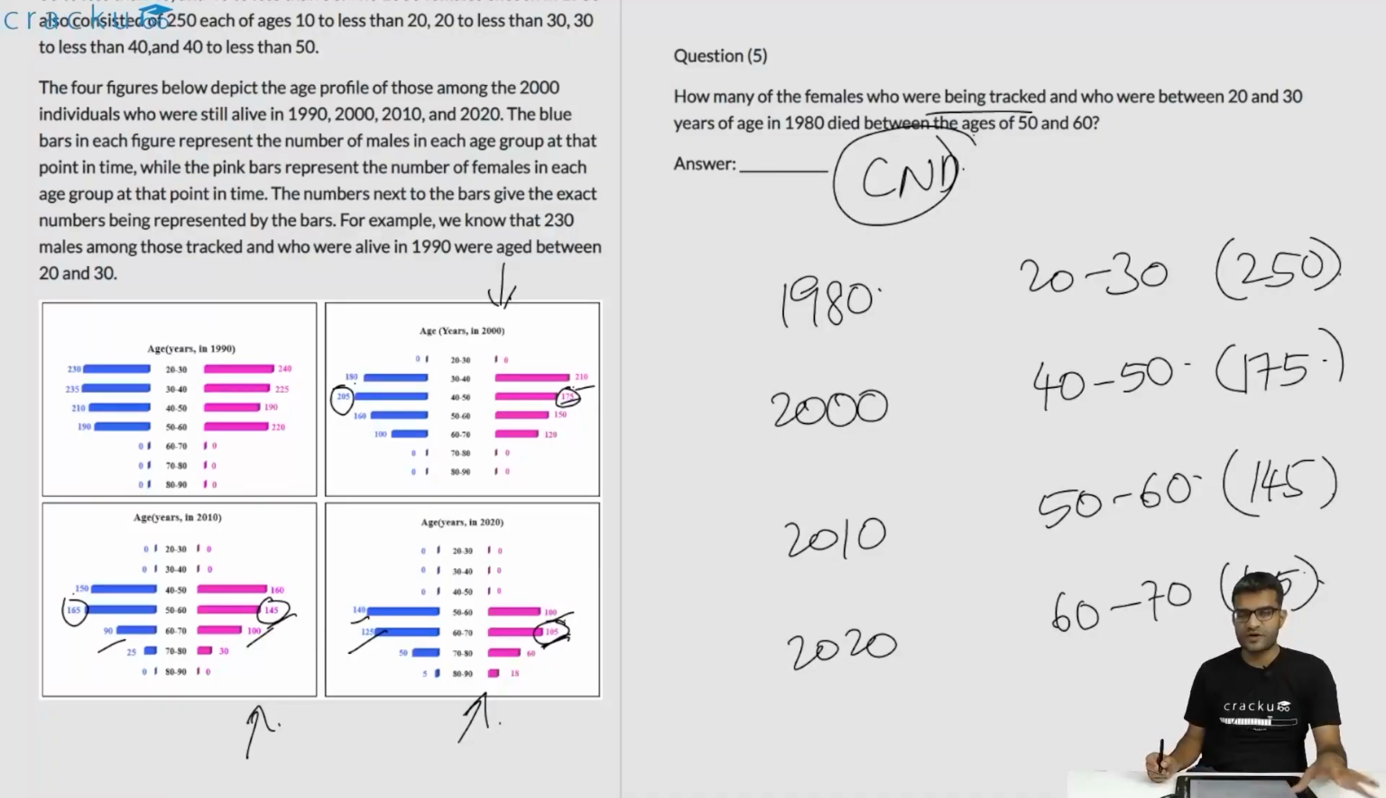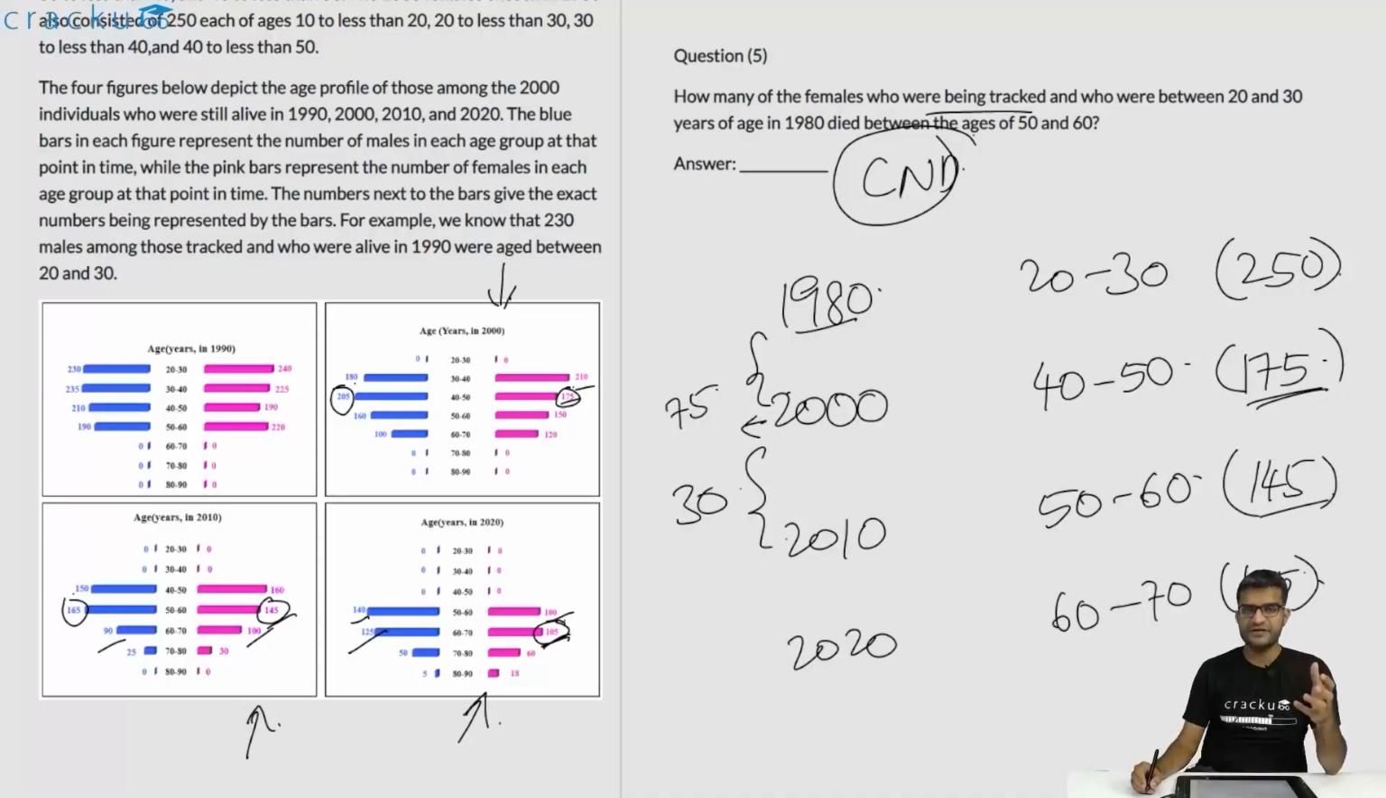From this bracket of 250 people, what we can say for certain is that before 2000, 75 of them died. But we can't individually say how old they were. That is because we don't really know how old they were in 1980. That is, in this 20 years, we know that 75 people have died. Similarly, in these 10 years, between 2000 and 2010, 30 women have died. This is 175 and 145.